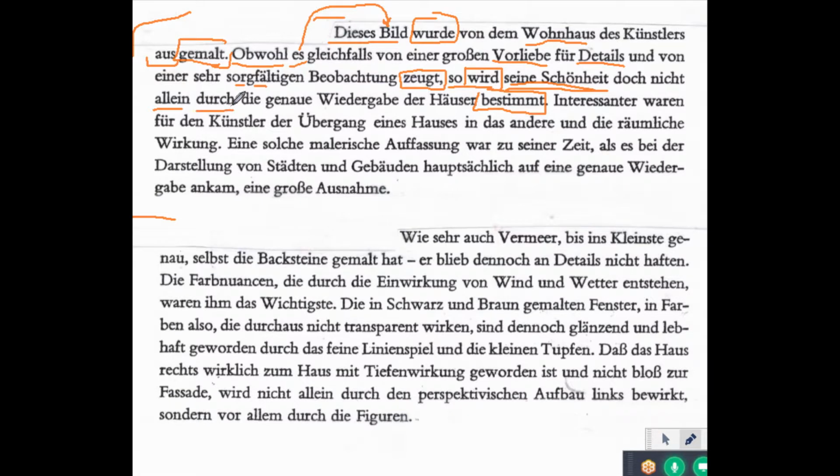Accusative. Accusative. Through the exact reproduction of houses, that's the end of the sentence. Okay, going on. Interessanter waren für den Künstler der Übergang eines Hauses in das andere. Go ahead, everybody. Interessanter waren für den Künstler der Übergang eines Hauses in das andere. Good. So we're going right from here down to here.